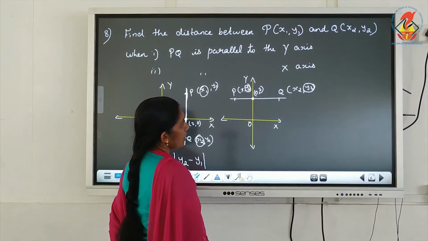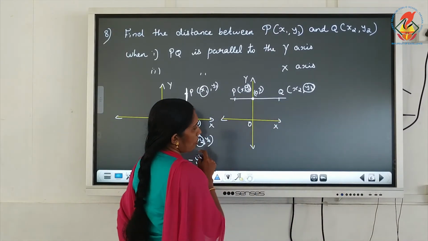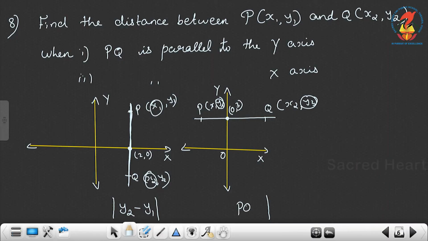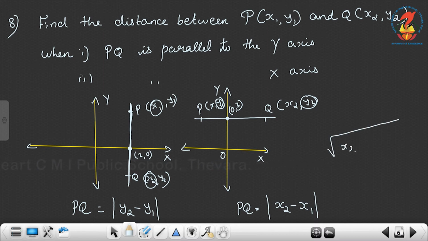So what is the distance between P and Q? Just subtract the x coordinates. So the distance between P and Q, PQ, is equal to modulus of x2 minus x1, or x1 minus x2. Okay. You can substitute in the distance formula also, root of (x2 minus x1) whole square plus (y2 minus y1) whole square. But the y coordinates are the same, so this part is 0. Then square and square root means you just get x2 minus x1. But put the modulus symbol since the distance is positive. Okay.